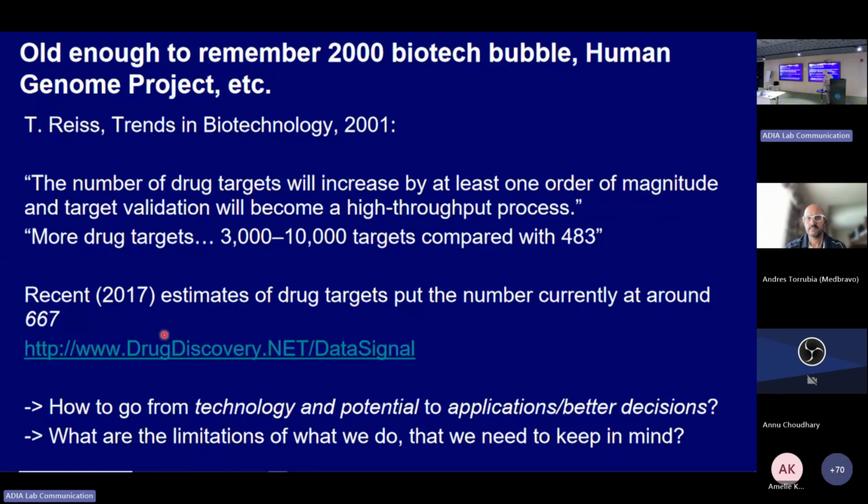So more recent numbers, and that's the most recent numbers I found. Maybe the number is 800 now, but it's maybe 800 or so proteins that are targeted by current drugs, and certainly not 3,000 or 10,000, okay? So it's very easy to overestimate what will happen.